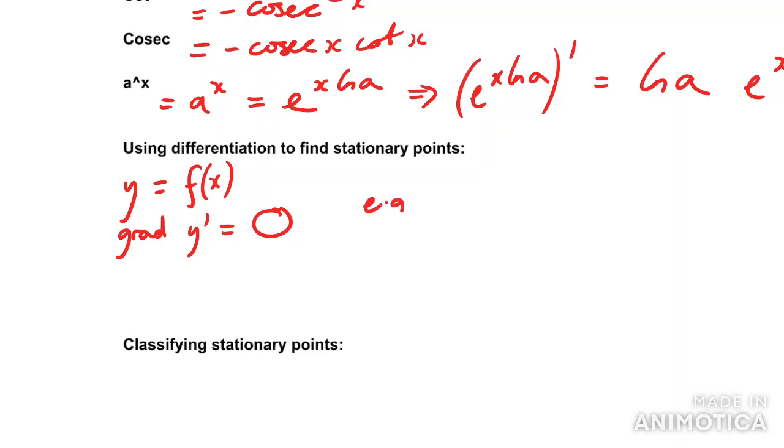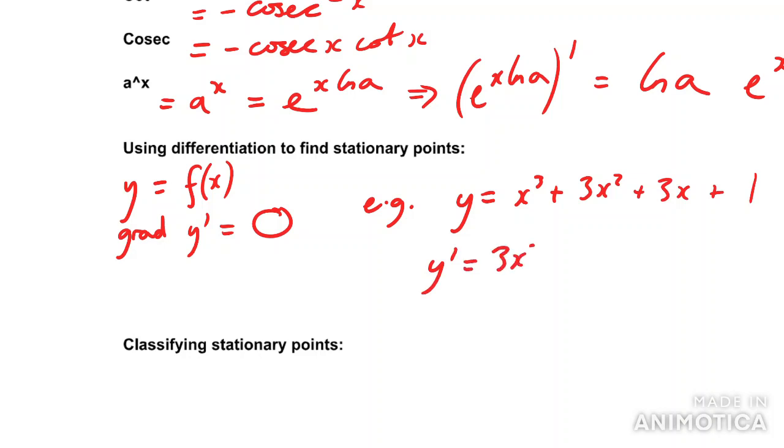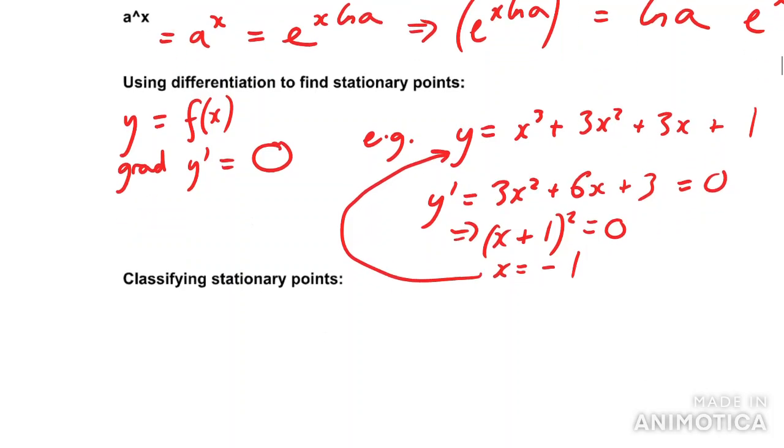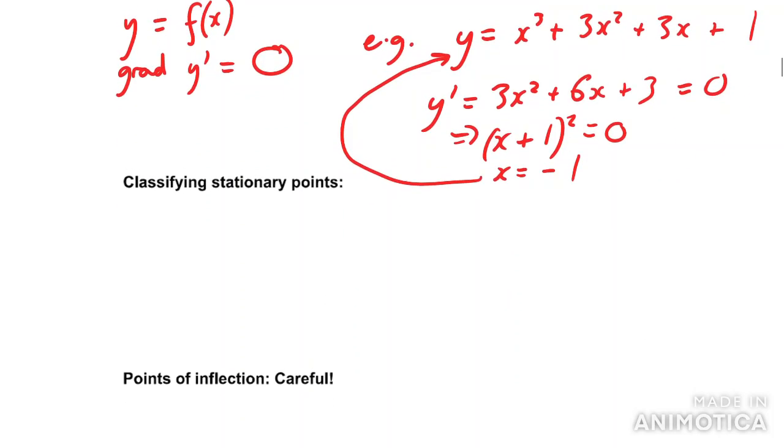So for example, y equals x cubed plus 3x squared plus 3x plus 1. Well, then what's y dash? It's going to be 3x squared plus 6x plus 3, and we set that equal to 0, which leads us to, if we factorize this, x plus 1 squared equals 0. So the stationary point is at x equals minus 1. And then you can find out the y value by subbing that back into the original equation. That's all very standard. Everyone knows how to do that.